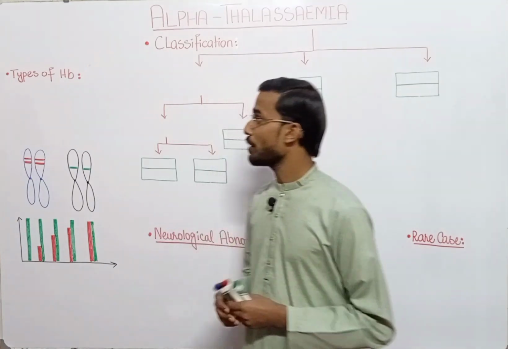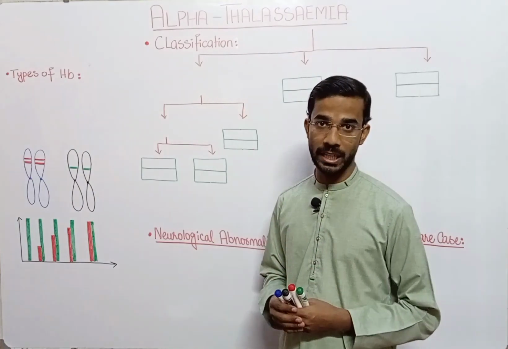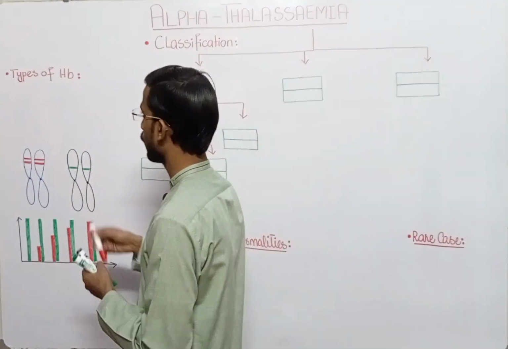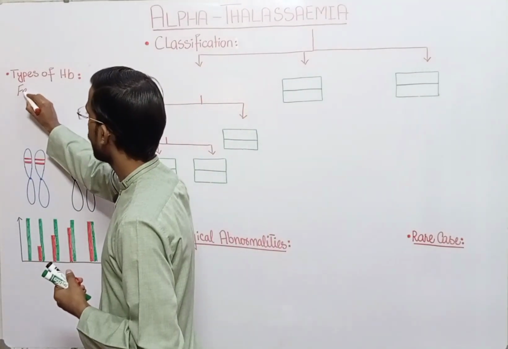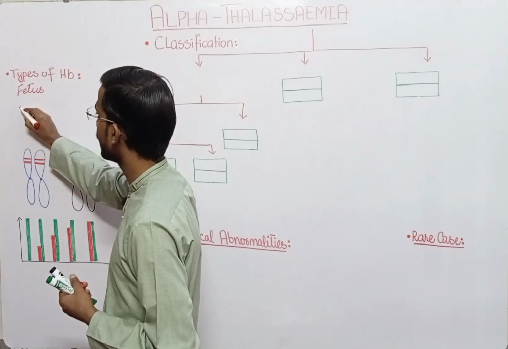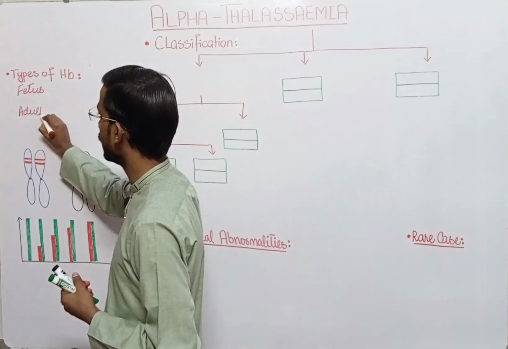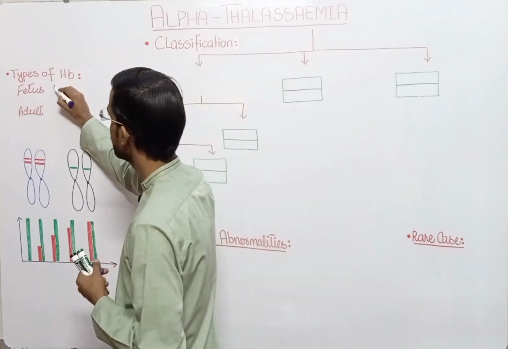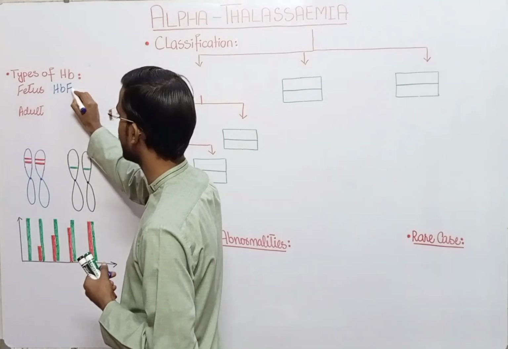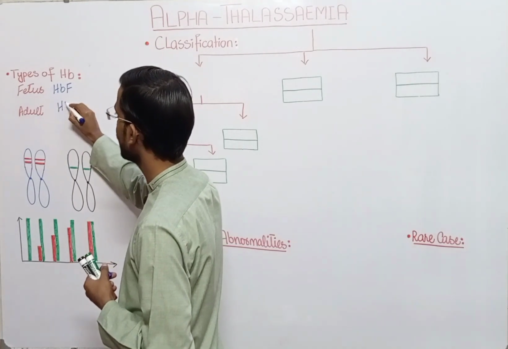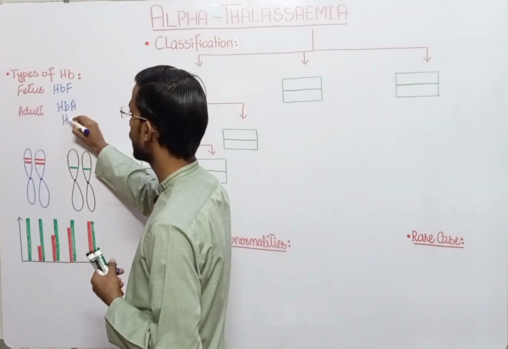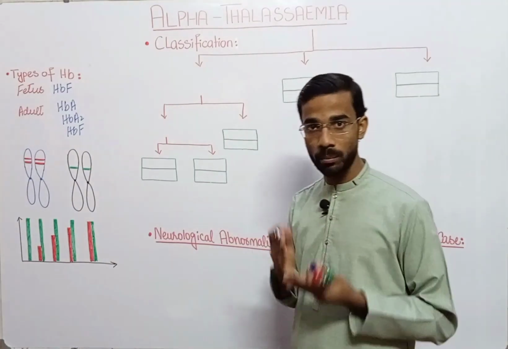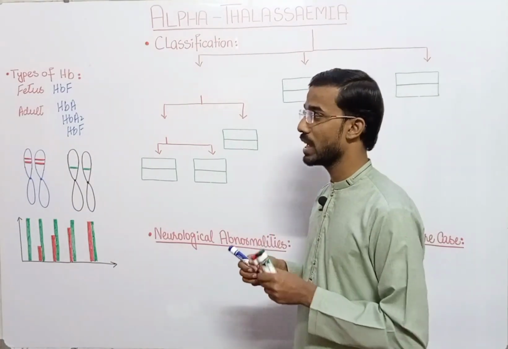Let's start. First of all, we will discuss the normal types of hemoglobin present in the human body: the hemoglobin present in the fetus and the hemoglobin present in the adult. The fetus has HbF, which is the fetal hemoglobin. An adult has three types of hemoglobin: hemoglobin A, hemoglobin A2 and hemoglobin F. These are the hemoglobins present in the adult.